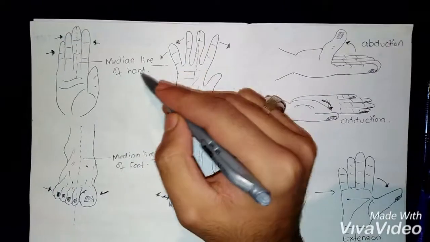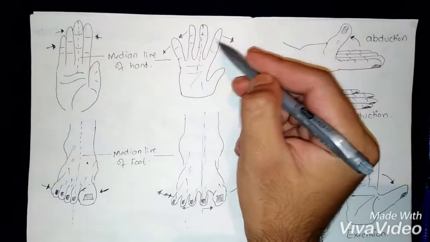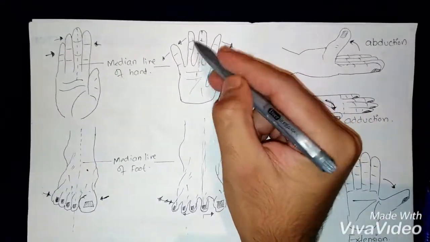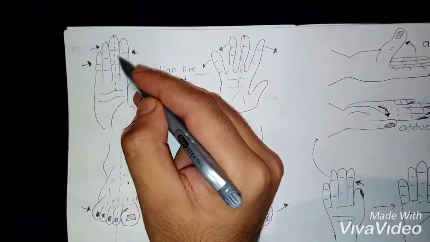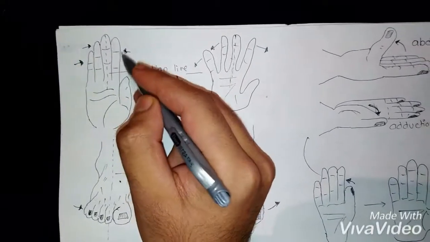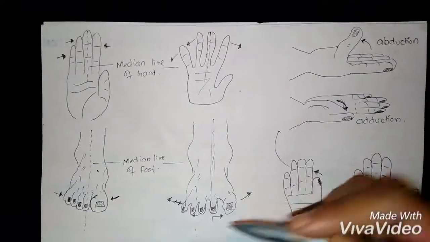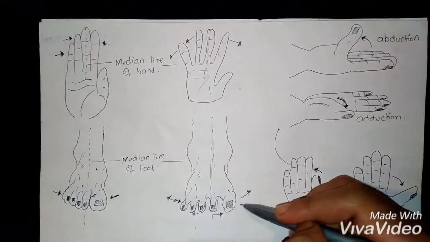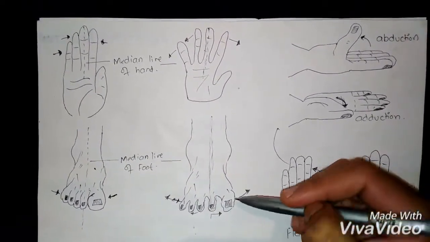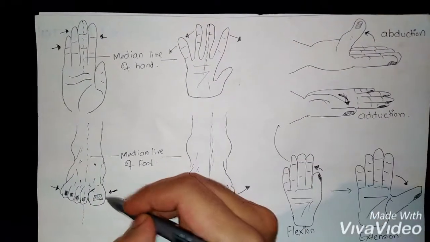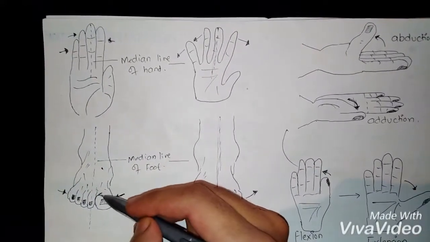So the median line of the hand is this. If you move your fingers away from the median line of the hand, it is known as abduction of the fingers or the digits. And if you bring them back towards the normal position, it is known as adduction, because you have added it to the median plane or to the body. The median line of the foot is at the second toe. If you move the digits away from the median line and open them, this is known as abduction of the digits of the foot. And if you bring them back towards the median line of the foot, it is known as adduction.